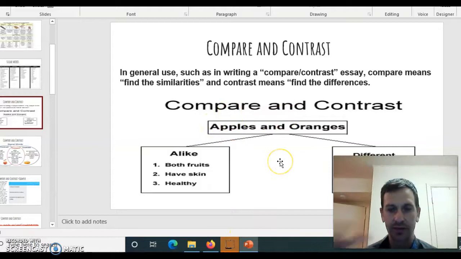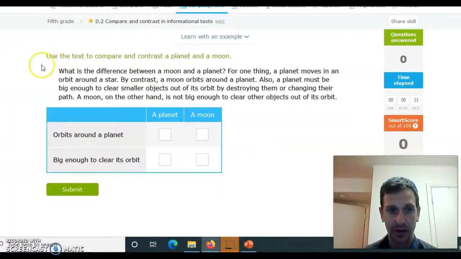Alright, so let's see how we would use it in a TABE or IXL situation. Use the text to compare and contrast a planet and a moon. What is the difference between a moon and a planet? For one thing, a planet moves in an orbit around a star. One difference, alright? By contrast, the moon orbits around a planet. There's our word, contrast, difference.